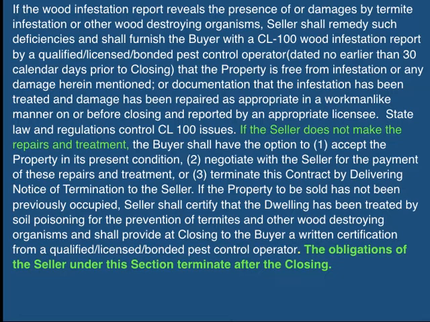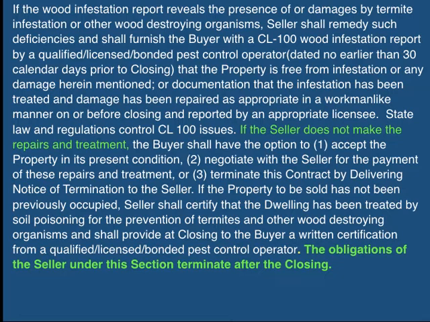If the seller does not make the repairs and treatment, you see right there, the buyer shall have the option to accept the property in its present condition, to negotiate with the seller for the payment of these repairs and treatment, or terminate this contract by delivering notice of termination to the seller. If the property to be sold has not been previously occupied, the seller will certify that the dwelling has been treated by soil poisoning for the prevention of termites and other wood-destroying organisms, and shall provide at closing to the buyer a written certification from a qualified, licensed, bonded pest control operator that it has been treated. The obligations of the seller under this section terminate after the closing.